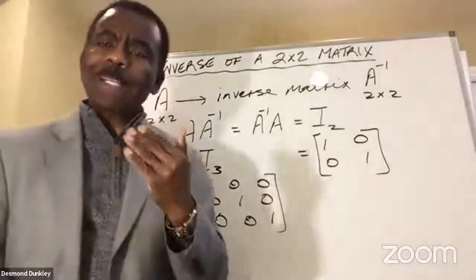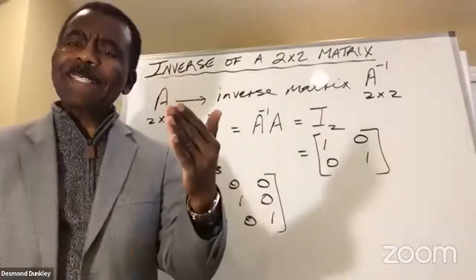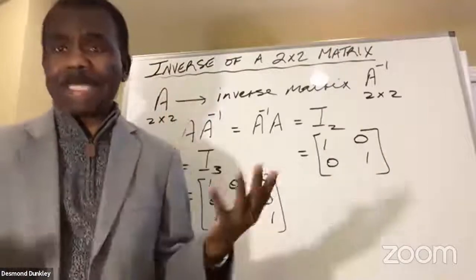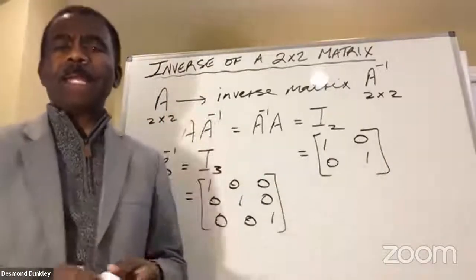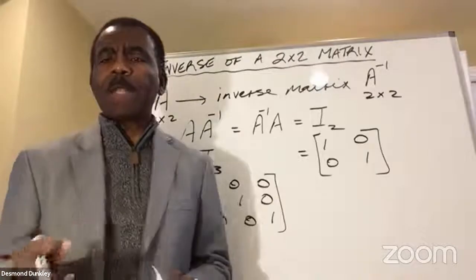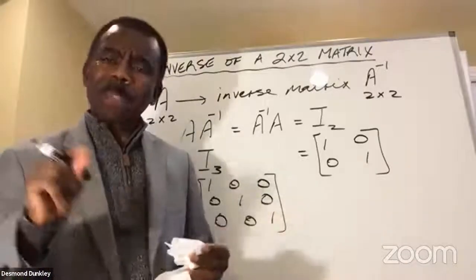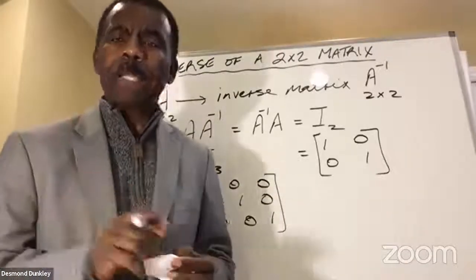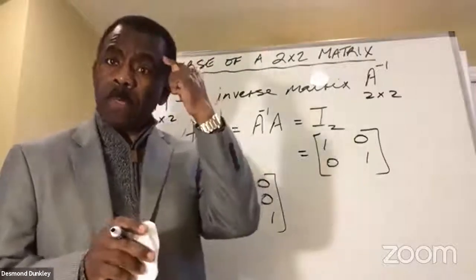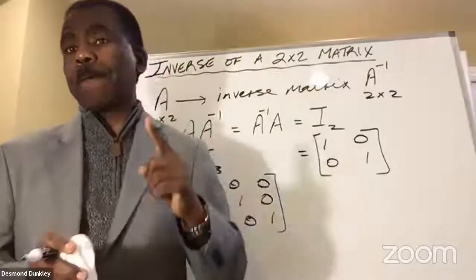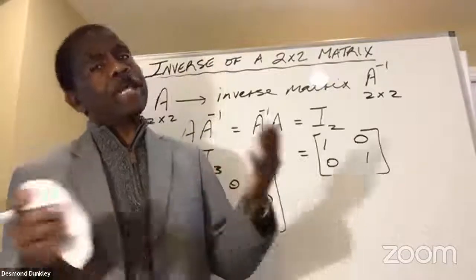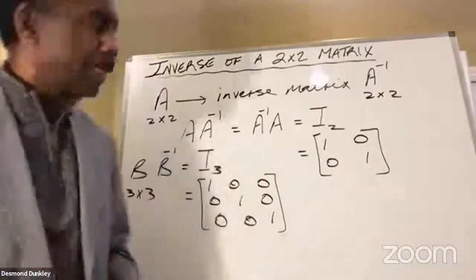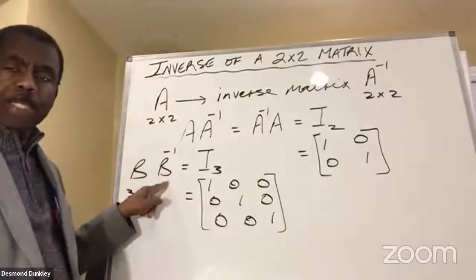So therefore, the question is, how do we calculate the inverse without just guessing? How do we calculate the inverse? I'm glad to let you know that there is a process, there is a method by which we can calculate the inverse. So now you know that if you calculate an inverse, you can test to see if it's correct. How do you test? By doing the matrix multiplication.